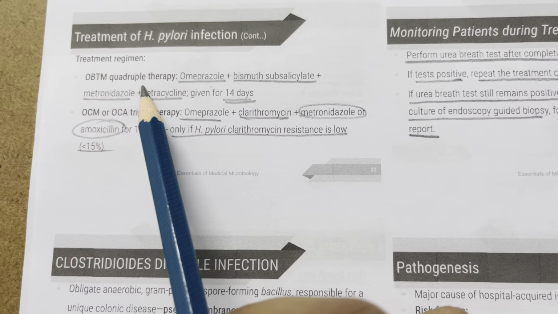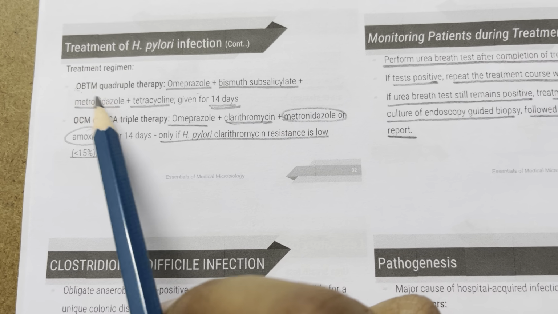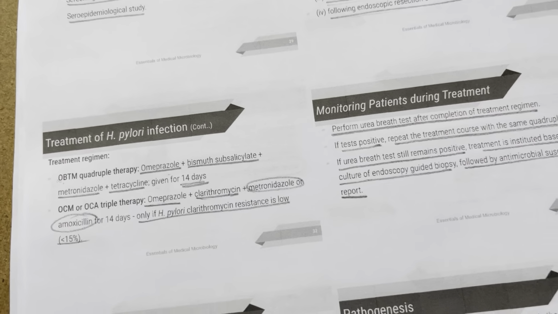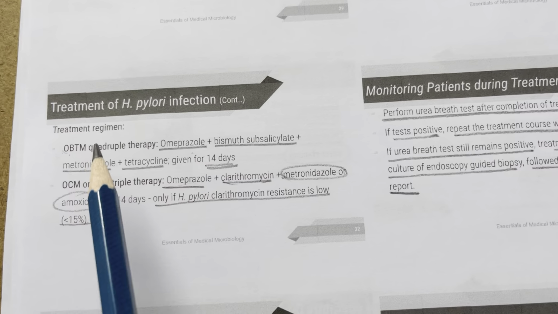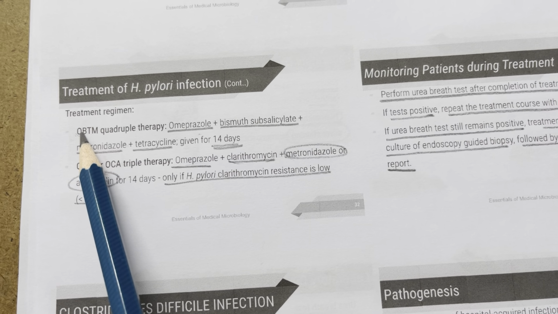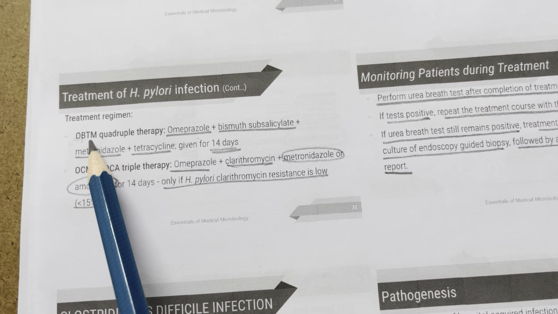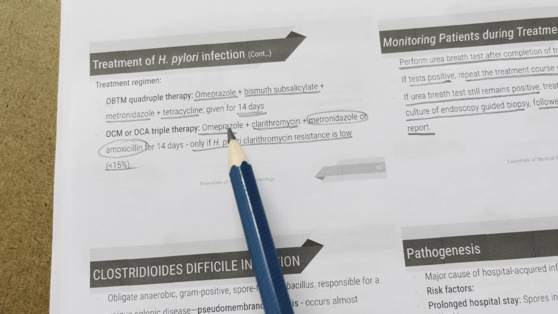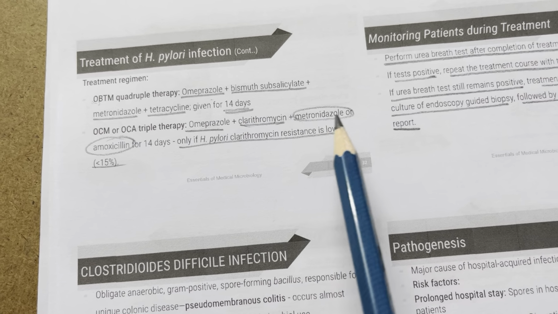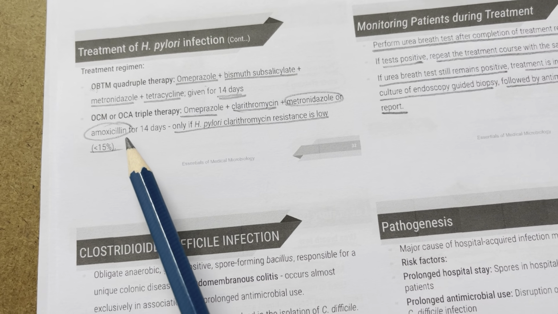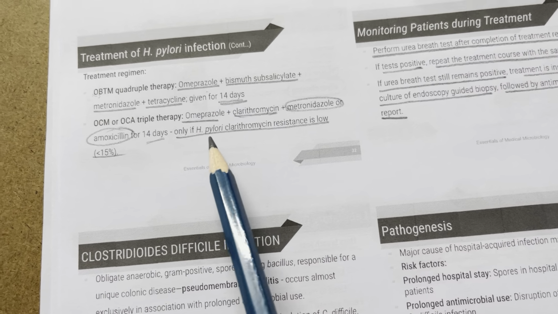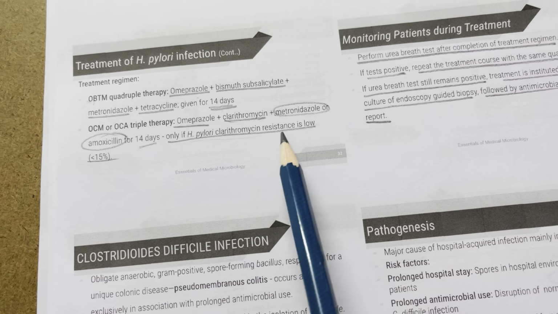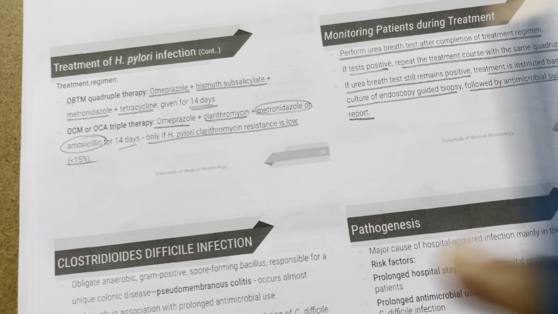So OBTM quadruple therapy. It is omeprazole, which is a proton pump inhibitor. It reduces the acid, and also bismuth subsalicylate, tetracycline, and metronidazole. It is given for 14 days, or OCM or OCA triple therapy. Omeprazole plus clarithromycin plus metronidazole or amoxicillin for 2 weeks again, or 14 days, but only if H. pylori clarithromycin resistance is low.